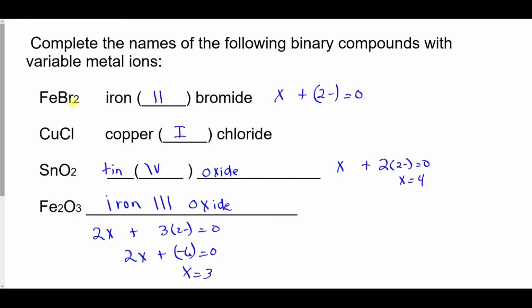Since I have 2 negative charges, I know that my iron must be +2, so I have iron 2 bromide. Copper chloride, but what copper? Well, there's only 1 negative charge, so it must be copper 1 chloride. Tin is a cation that has multiple charges. I have 2 oxides, so I have a total of -4, so this is tin 4 oxide. Iron, I have 2 of them, and I have 3 of the -2, so if I work this out, each iron is iron 3, and so I have iron 3 oxide.